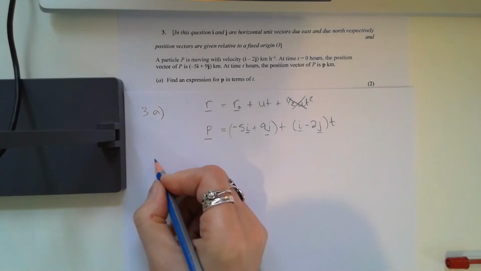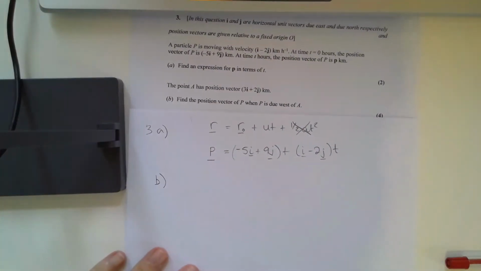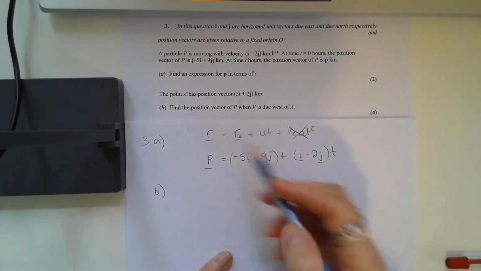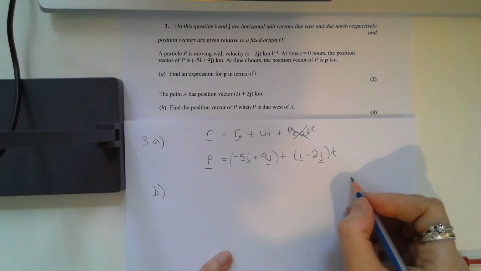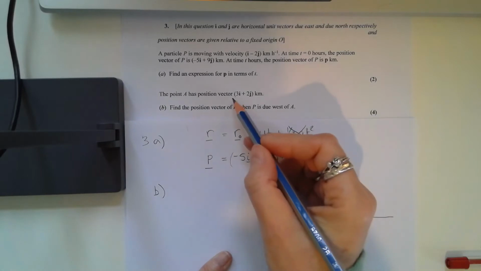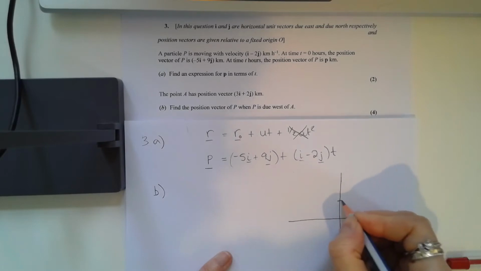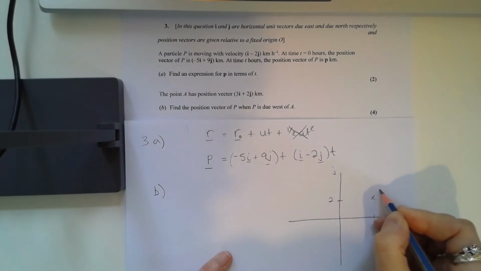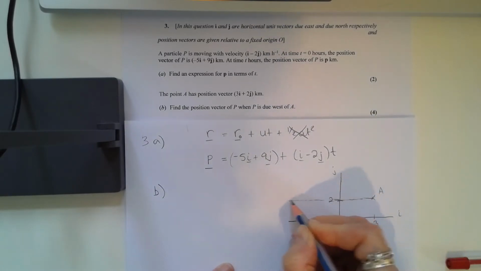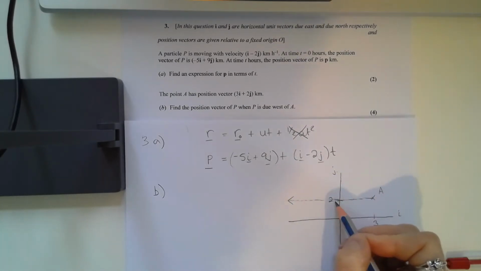For part B, so let's move that down a little. Point A has the position vector 3i plus 2j. Find the position vector of P when P is due west of A. A diagram is always helpful when you're doing these questions with directions. So A has position vector 3i plus 2j, so 3i and 2j. So A is there. Any point to the west of A will be at the same vertical height. It will be on the same horizontal line, so its j component will be equal to 2.